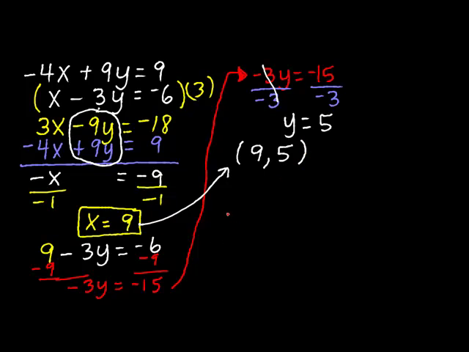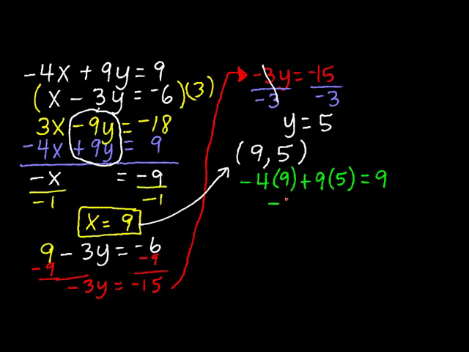Now what I need to do is make sure that that is true. So I'm going to take my two original equations and plug in my values, 9 and 5, and make sure that I end up with true statements for both equations. That's the only way I know for sure that it really does work. Let me start with the first one. Negative 4, instead of x, I'm going to write 9, plus 9 times, instead of y, 5, equals 9. Well, let's see if it does.